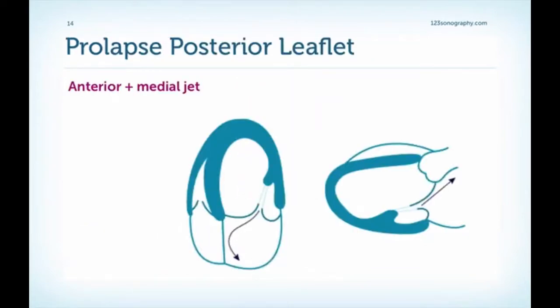But now back to the mechanism, to the prolapse of the posterior leaflet. If we have prolapse of the posterior leaflet, we have a channel which is directed towards the interatrial septum. Therefore, the jet is also directed towards the interatrial septum, so medially, but also anterior. You can appreciate that best in a 4-chamber view and also in an apical or parasternal long axis view.